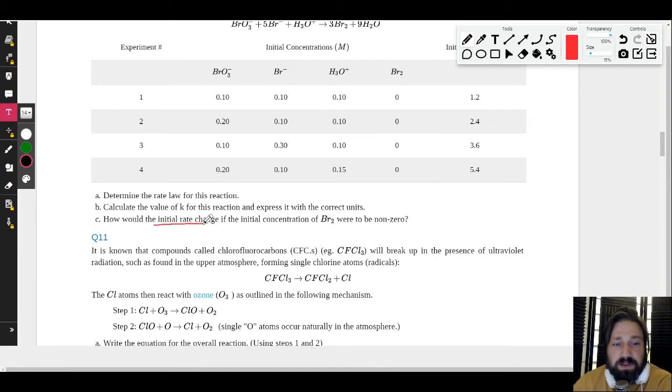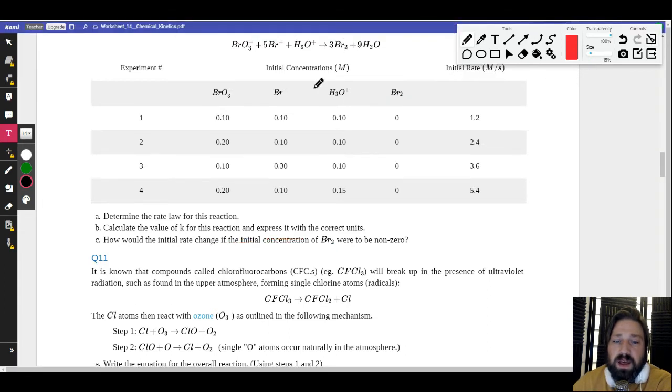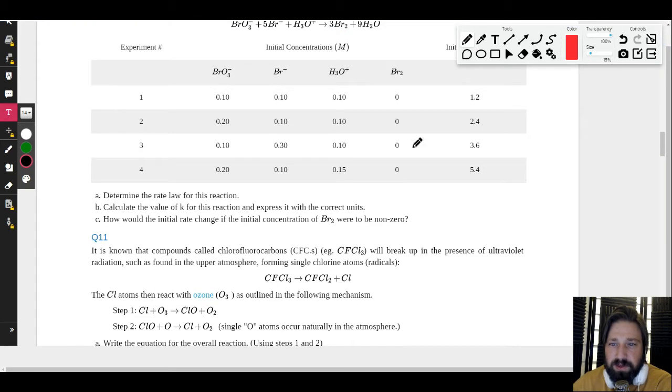What's the initial rate of change if the initial concentration of bromine is non-zero? So here's the thing. We haven't gone over this. We'll go over this more when we talk about equilibriums. But go ahead and think about it. What would happen if I had some of this initially, a product initially? What do you think would happen? Think about it.